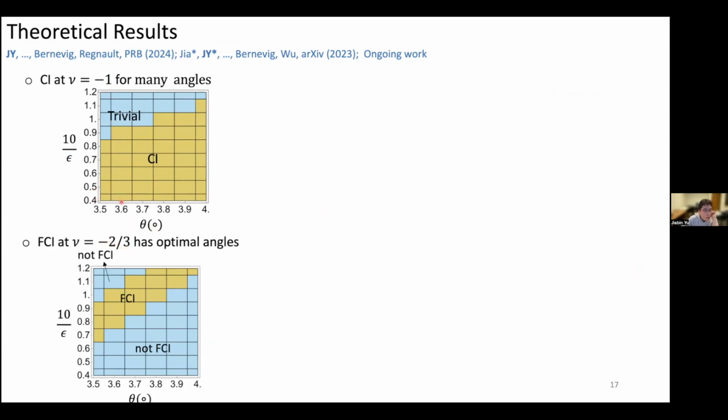Sorry, here the horizontal axis is the twist angle, and the vertical axis is the interaction strength, where epsilon is the dielectric constant. It cannot be exactly determined in experiments. That's why we choose it as a tuning parameter. At nu equals -2/3, we see that at a fixed interaction strength, FCI does not happen at all angles. It has some optimal angles, which is consistent with experiments.